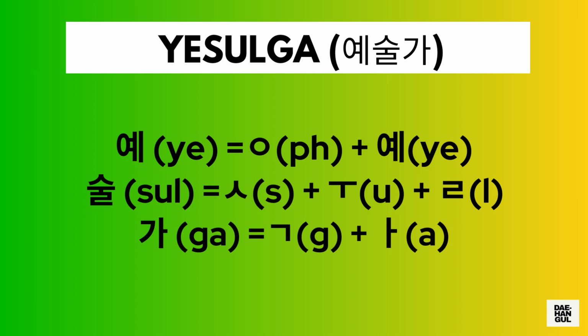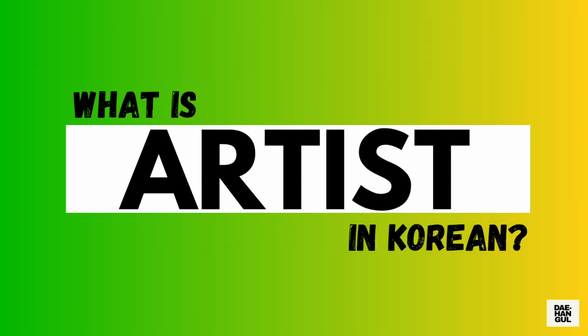For the second syllable sul, we need to draw first a siyot character, u character, and real character. And for the last syllable ga, we need to draw a gil character and an a character. And then, we just need to combine the Hangul for each of these 3 syllables to write 예술가 in Hangul. And with that you've already learned what is artist in Korean.